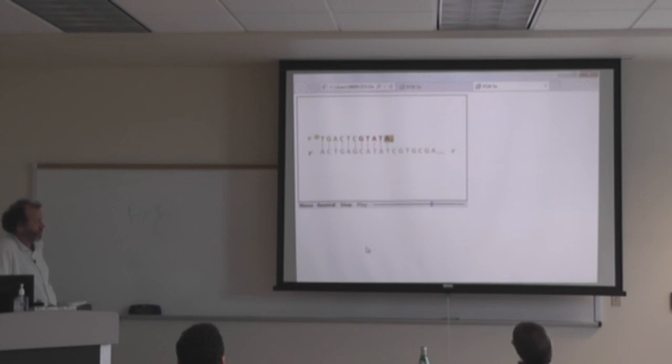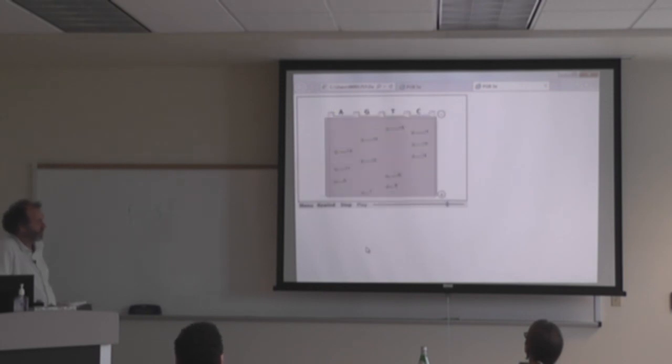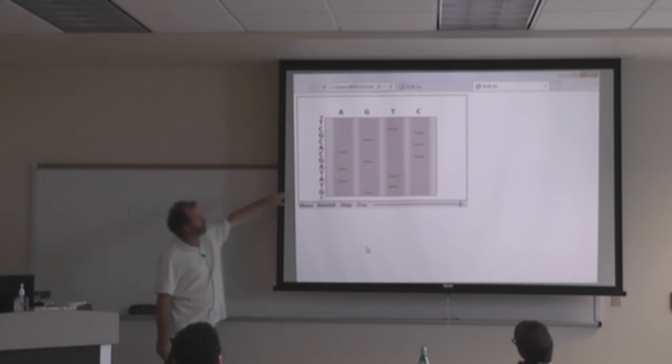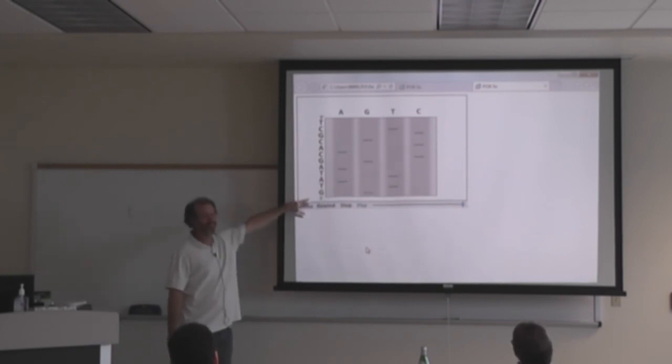The ddNTPs are incorporated randomly, resulting in terminated fragments of different lengths. The terminated fragments from each of the four reactions are denatured and separated by size using gel electrophoresis. The gel is autoradiographed in order to visually detect the labeled DNA fragments. The resulting ladder is read from bottom to top. So this is the really old school way of Sanger sequencing. The complementary sequence of the original DNA template.